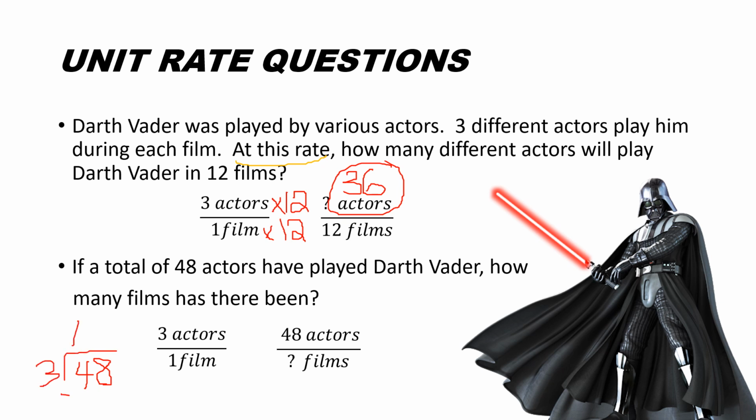3 goes into 4 once. Subtract 3. Get 1. Bring down the 8, and 3 goes into 18 6 times. So that means there have been 16 films. If you wanted to check yourself, you could see that 1 times 16 will give you 16, and 3 times 16 will give you 48. Either way, you now would know the answer to this question. If there have been 48 actors that have played Darth Vader, there have been 16 films if we're following that same rate.